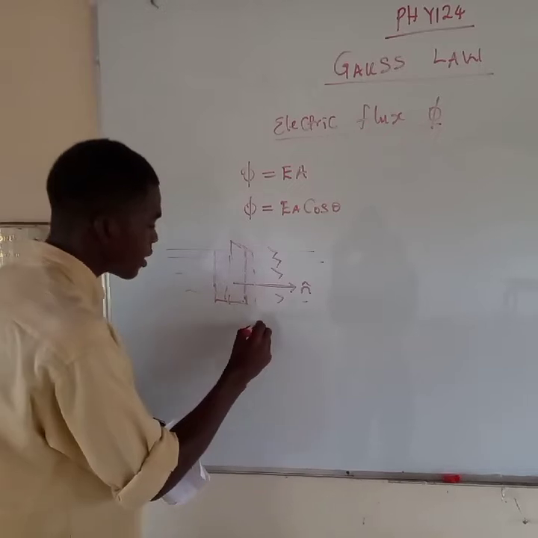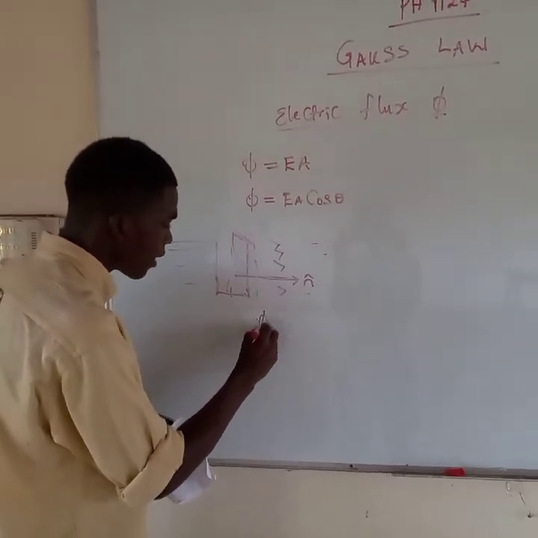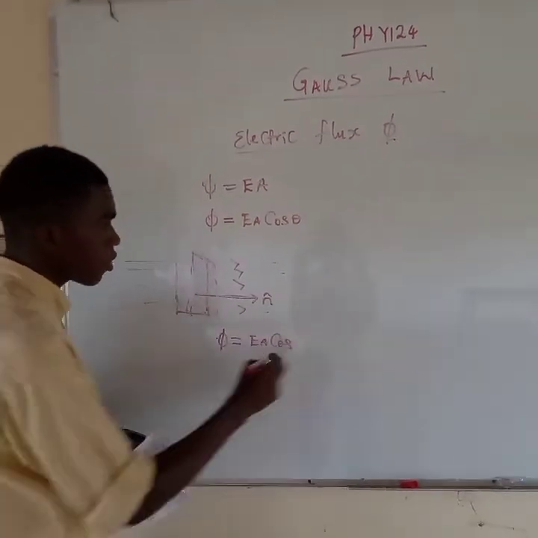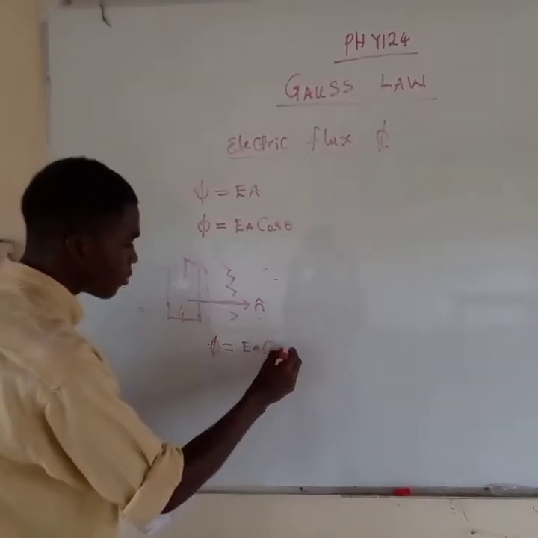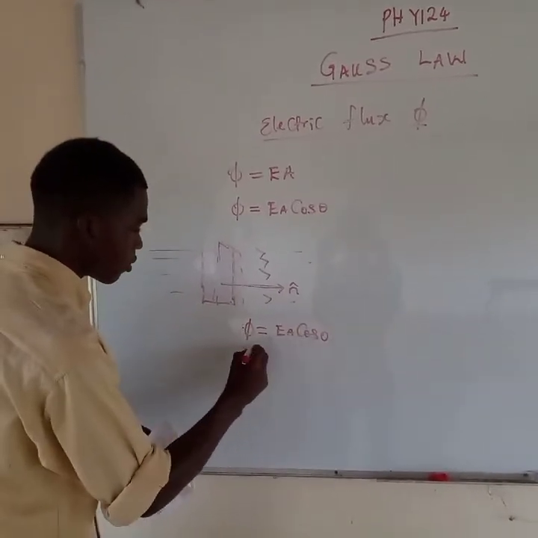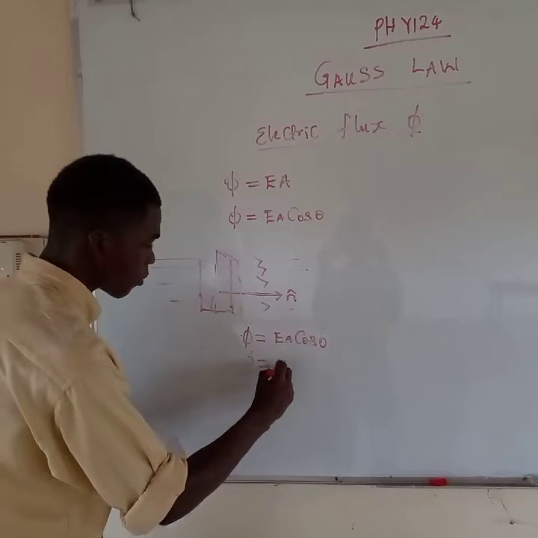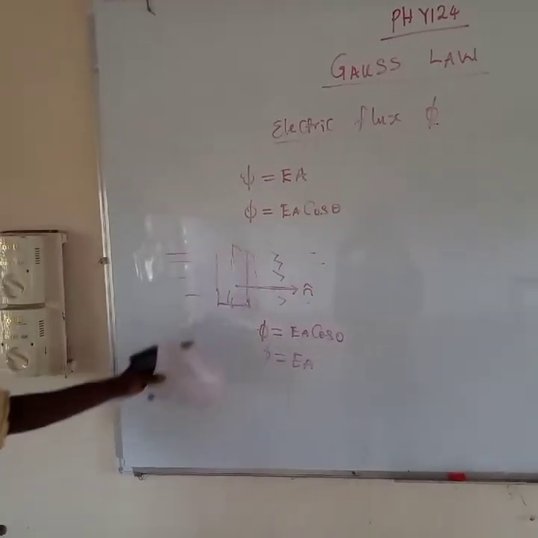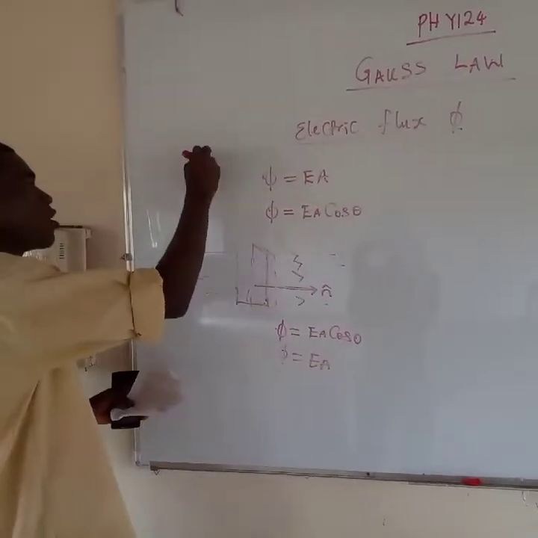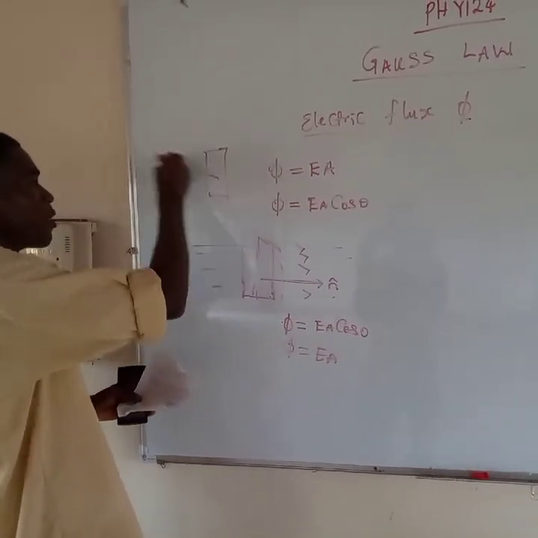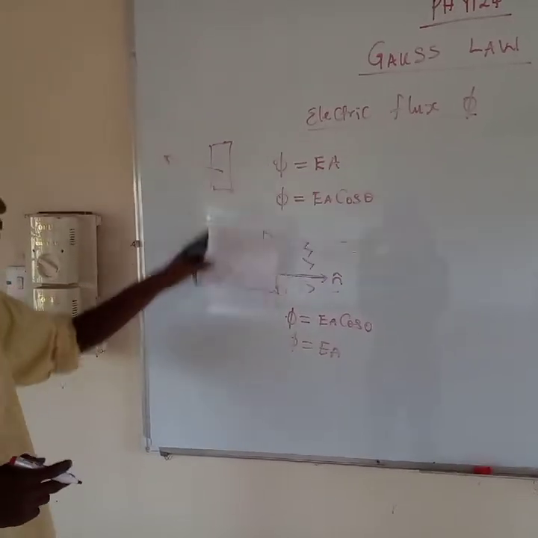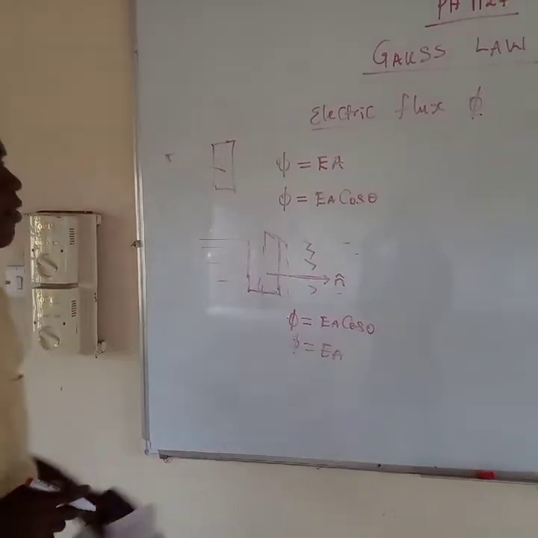Now, this angle between the line and the normal is what you will use as your theta. Listen very carefully in case they give you an exam. So that becomes phi equal to EA cos theta. Since it's parallel, theta becomes 0. So that becomes EA cos 0. Remember that cos 0 is 1, so phi equals EA. It means that when the field is parallel to the normal of the surface, how do you know the normal of the surface? Just point out a perpendicular direction from the surface. That is the normal. So when the field is normal to the surface, flux is equal to EA.